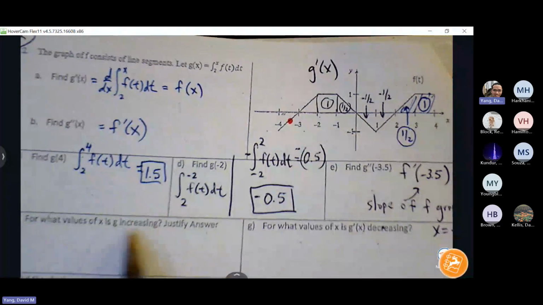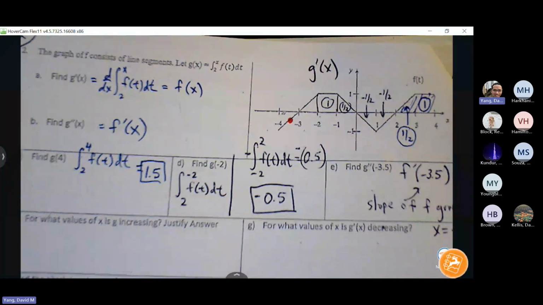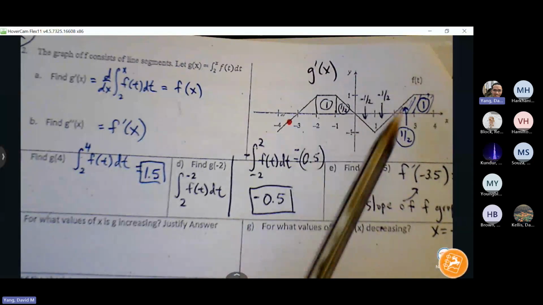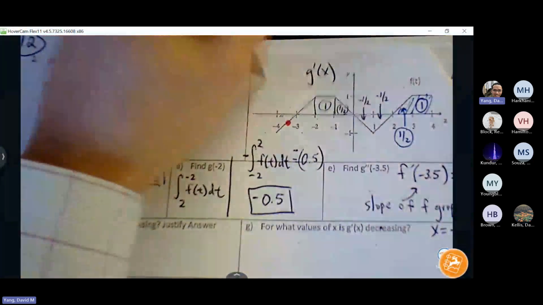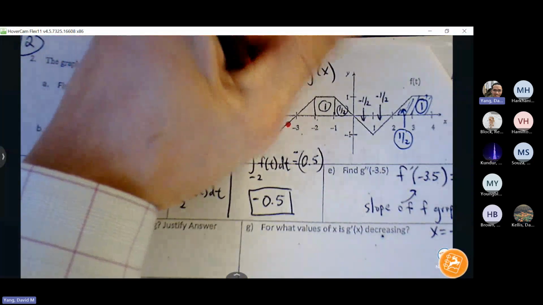We're asking about the increase, decrease of a graph that is not shown. But this is the derivative graph. We can create a sign line and get a better idea as to how the actual graph is moving. So I'm going to label what I'm looking at here.